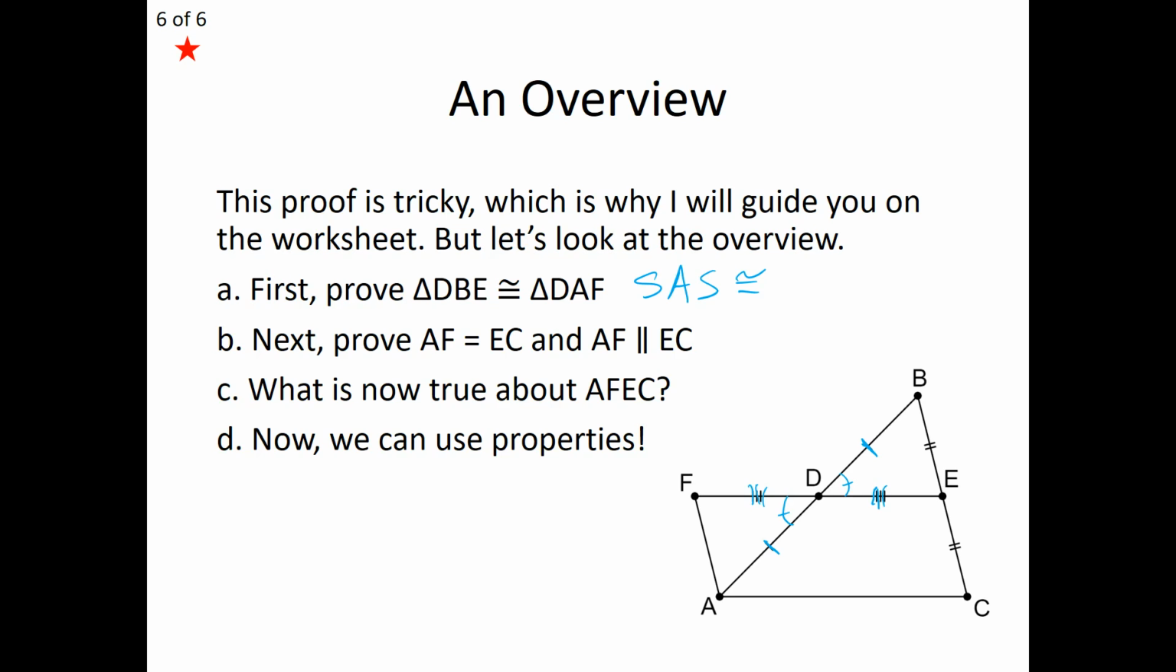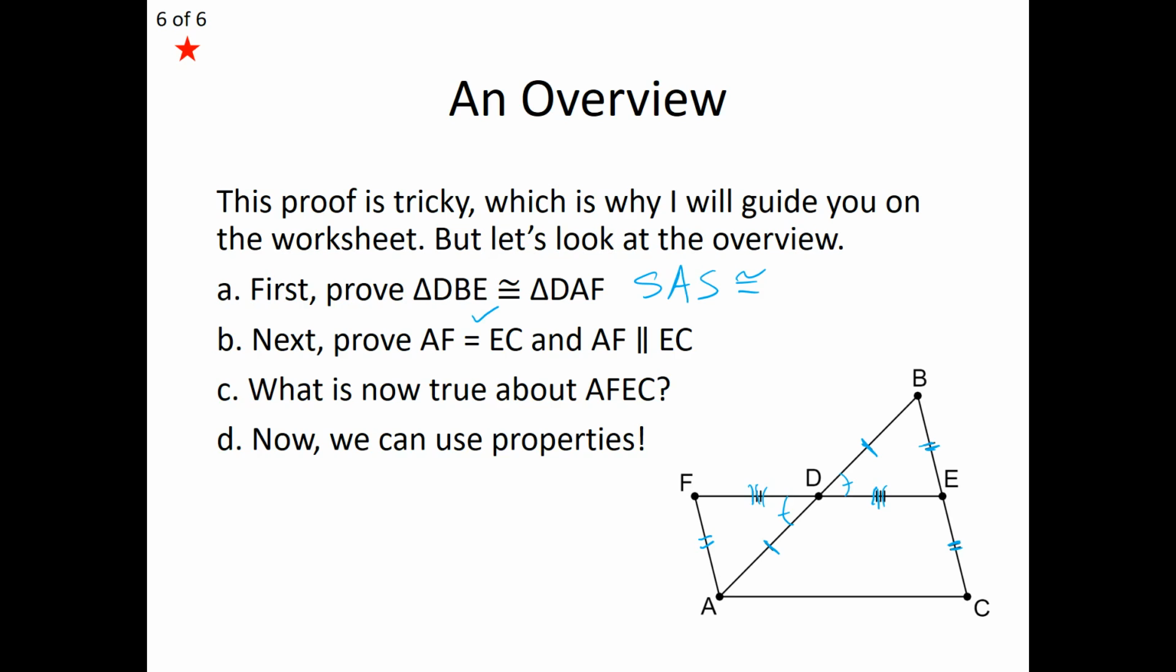Now we want to prove that AF is equal to EC and that AF is parallel to EC. Where we begin is using our best friend CPCTC, because our best friend says that corresponding sides have got to be equal to each other. In other words, AF is equal to BE. But remember, E is a midpoint, which means BE is also equal to EC. We can prove AF is equal to EC very quickly with CPCTC and transitivity of equality. So we've got that one, check.